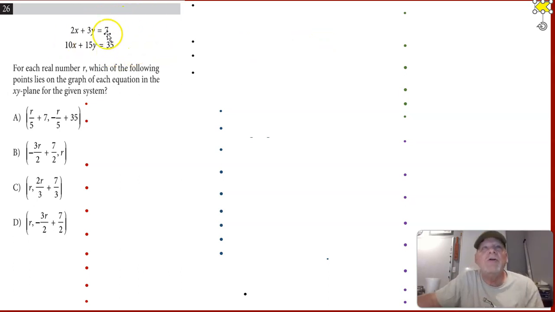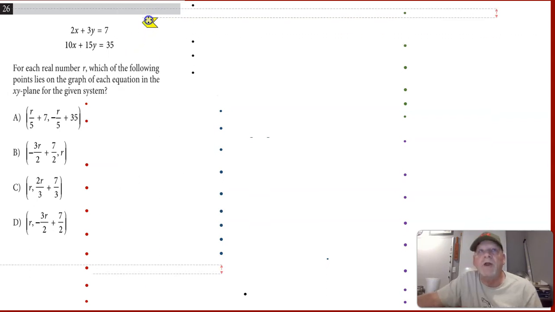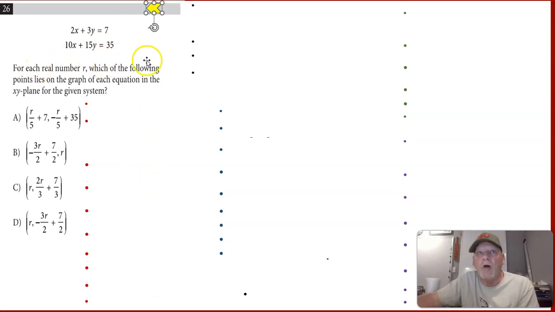And if you look closely at that first one, if I multiply everything on the left by a 5 and everything on the right by a 5, I get the same equation as the second one. What does that mean? It means it's another name for the same equation, and some might even call it what's called a simultaneous equation. It says for each real number r, which of the following points lies on the graph of each equation in the xy plane for the given system?